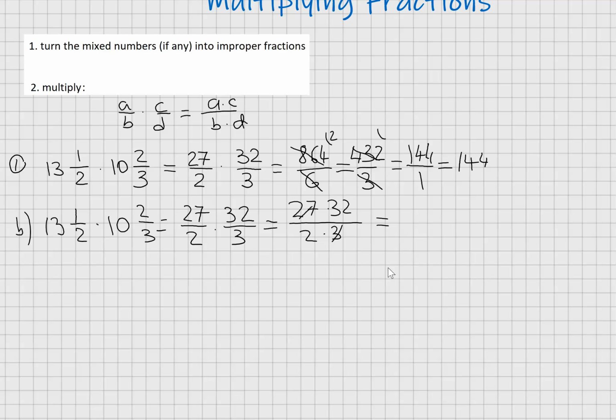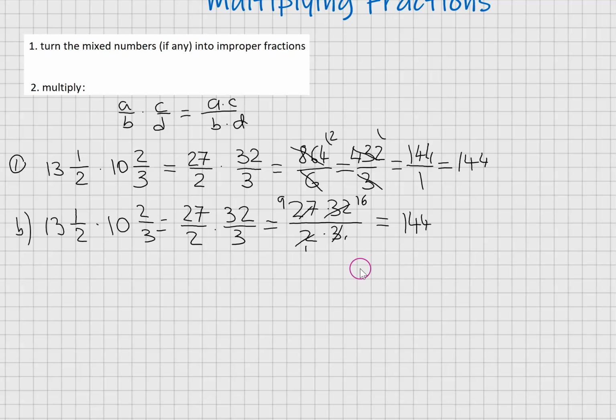So 27 divided by 3 is 9. 3 divided by 3 is 1. I don't have to write it. What else can I simplify? 2 and 32 by 2. 2 divided by 2 is 1. 32 divided by 2, I'm sorry, it's 16. And all you have to do is to multiply 9 times 16, which is 144.